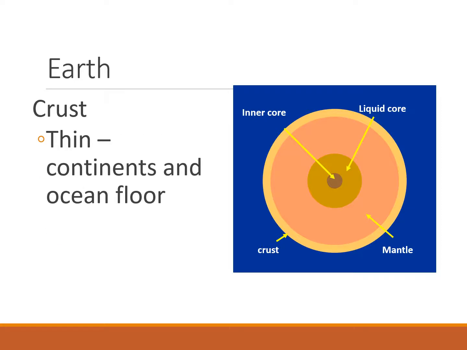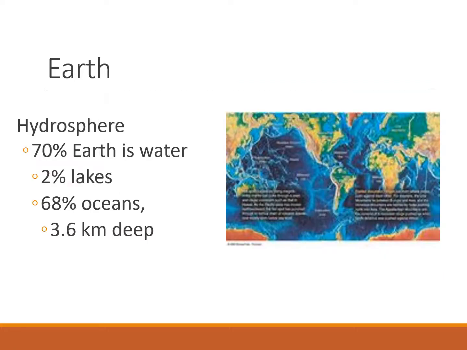Then we have the crust. The crust is thin. It contains the continents and also the ocean floor. The hydrosphere is the water that covers the surface of the planet. 70% of the Earth is covered by water. 2% of that is in lakes. 68% is in oceans. The oceans range at most about 3.6 kilometers deep.